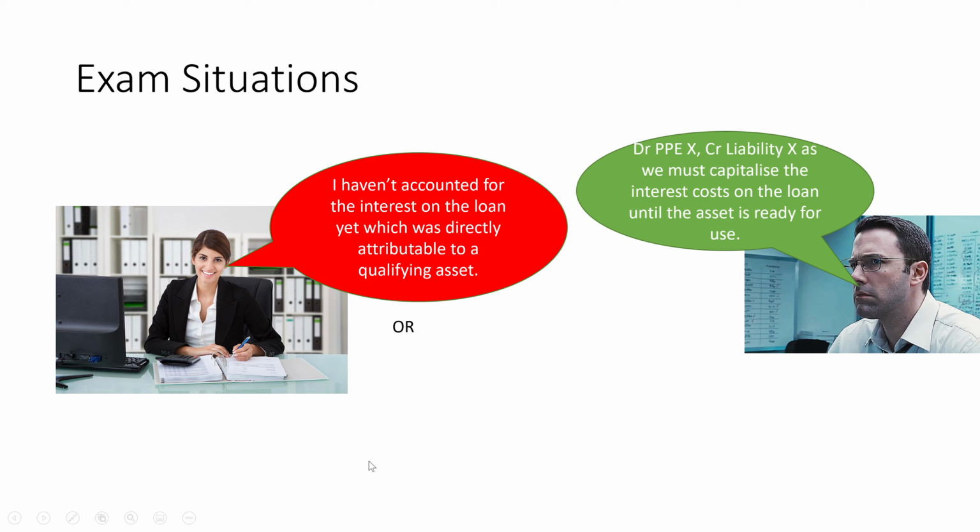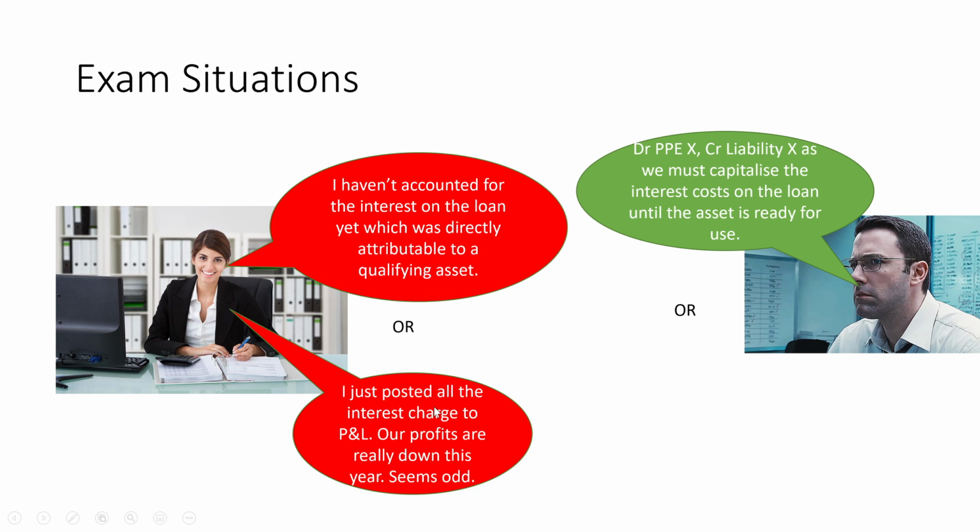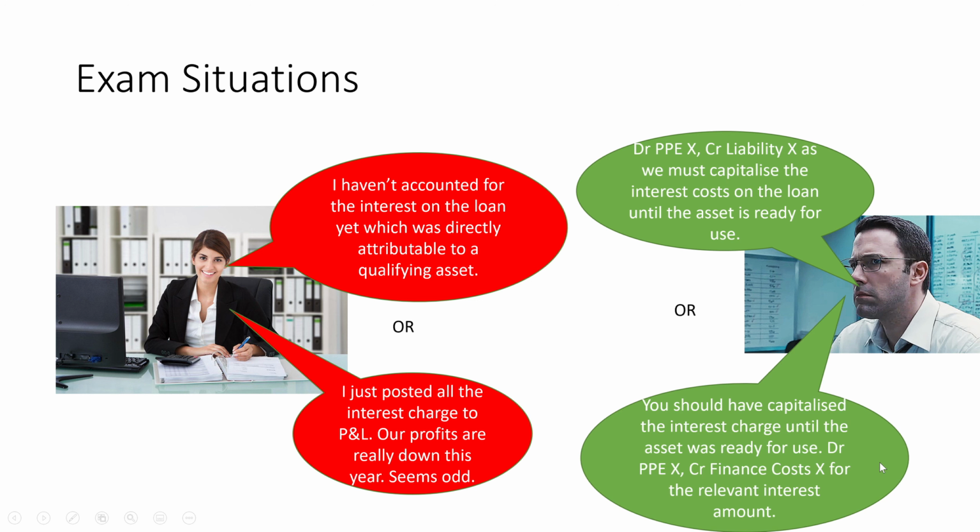The second situation that will arise is where the accountant has done what they think is right, but has done the wrong thing. So we have to consider what adjustment we need to correct for this. For example, what you might see is that they posted the whole of the interest charge to P&L, so it's gone to finance costs instead of PPE. So the profit seems a bit lower than expected. But then you say you're wrong, you should have capitalized the interest charge until the asset was ready for use. So for the relevant interest amount, we need to reallocate it from finance costs to PPE.